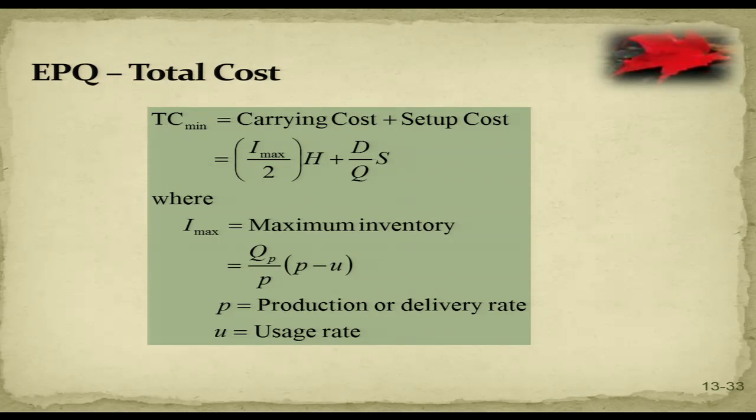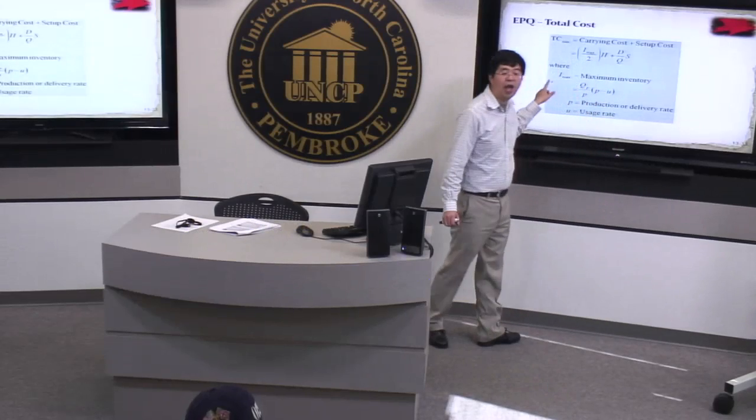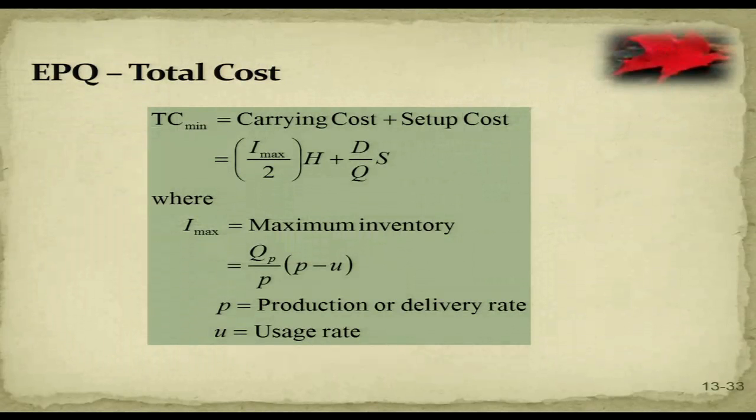EOQ here is not IMAX, it's just Q. So QP will be given then? No, QP is our decision variable. We have to calculate the optimal QP. That's our purpose for this model. If I'm the manager, you have to tell me how many soda you want to produce before you stop: 1,000? 2,000? That is the decision variable. But after you decide QP, you can calculate the maximum inventory level by using this formula. Clear for you? Jack, still have a question?